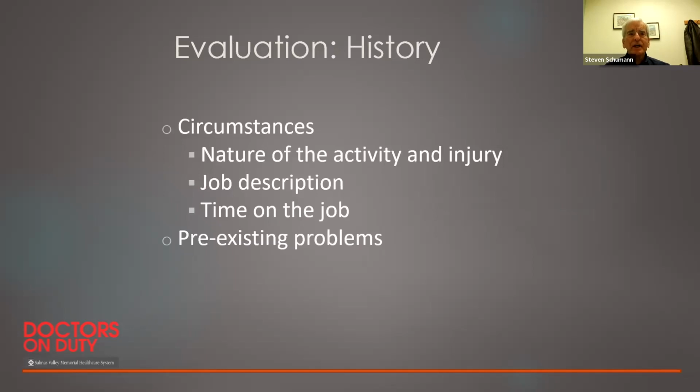In terms of the history, we always need to have a sense of what the activity of the employee is, what were they doing when they first noticed it, if there was something that was specific, and what is the injury that we think actually happened? What's the job description? What is it they do in the course of their work? Is it likely that what they're doing could lead to what they're talking about? And recall an early discussion we had to do with job causation.